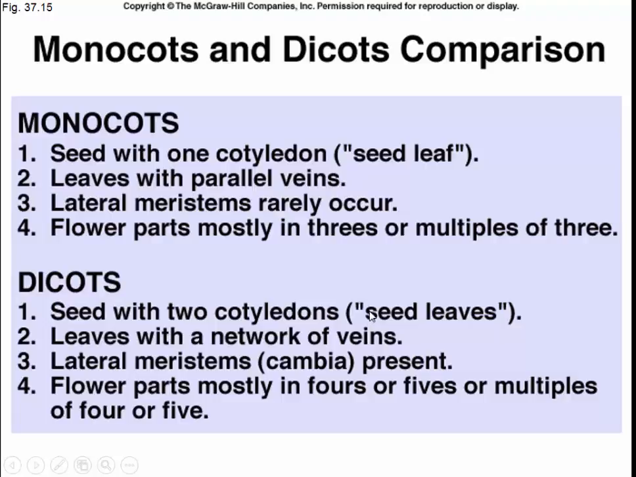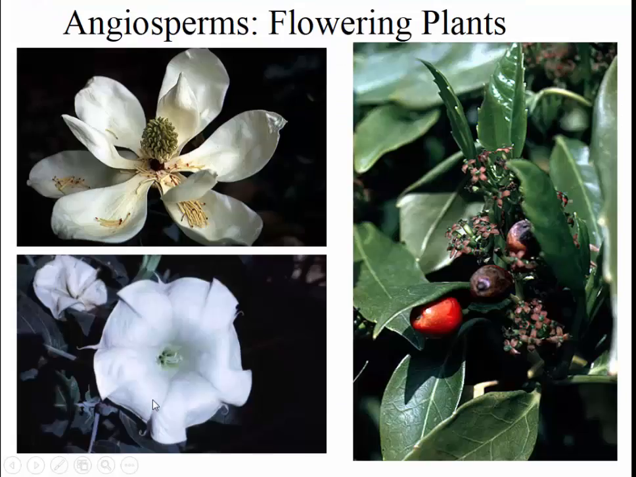Monocots have seeds with 1 cotyledon. Leaves always have parallel veins. Lateral meristems rarely occur, so there's no wood produced. And flower parts mostly are in multiples of 3. Dicots, on the other hand, have seeds with 2 cotyledons. The leaves have a network of vascular tissue of veins. They produce lateral meristems and therefore have true wood. And the flower parts are mostly in 4s or 5s or multiples of 4s or 5s.